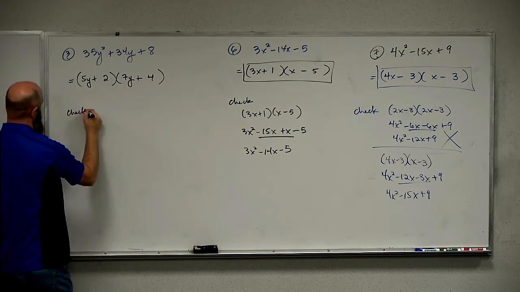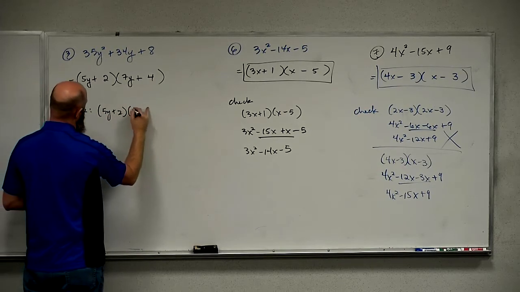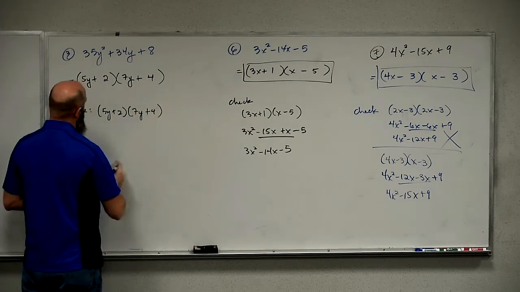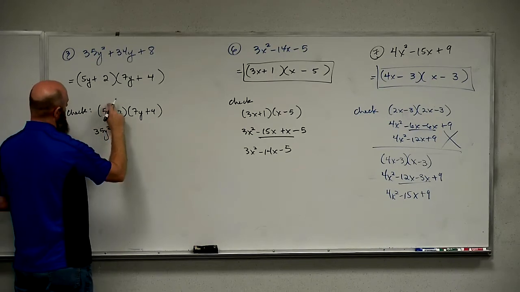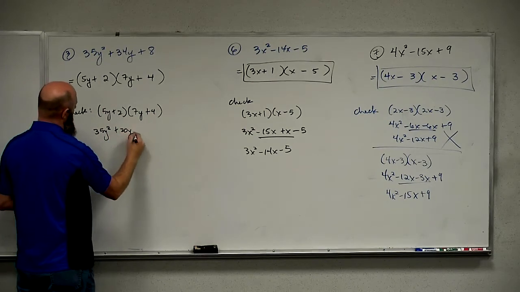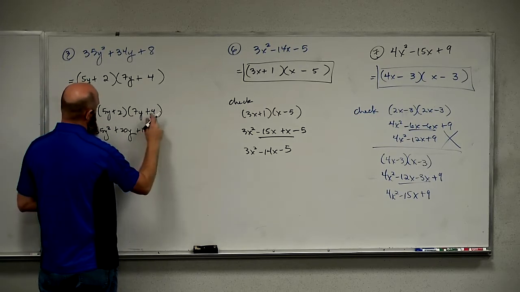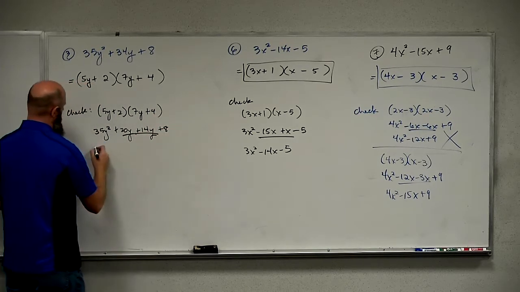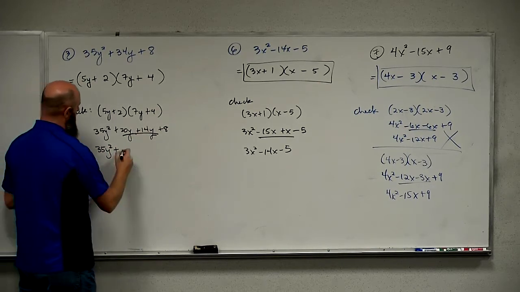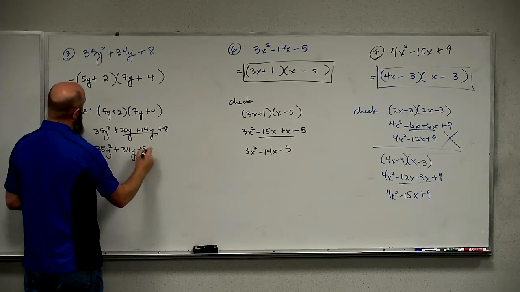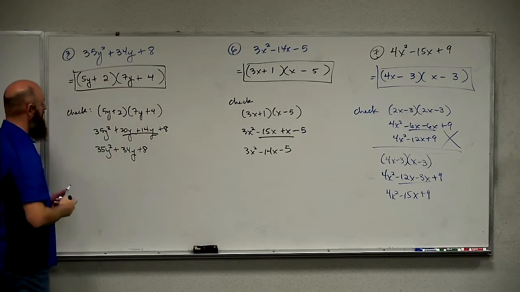So let's go with our check. So 5y plus 2, 7y plus 4. So we get our 35y squared. 5 times 4 is 20y. 2 times 7 is 14y. 2 times 4 is 8. So we put those together. 35y squared, 20 plus 14 is 34y, plus 8. So we did get our correct answer there.